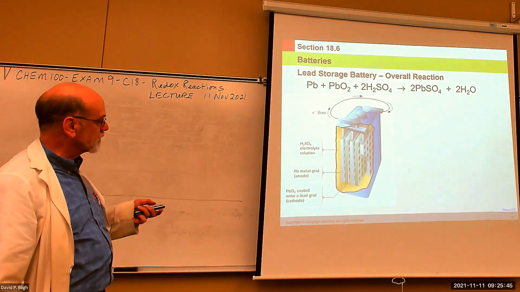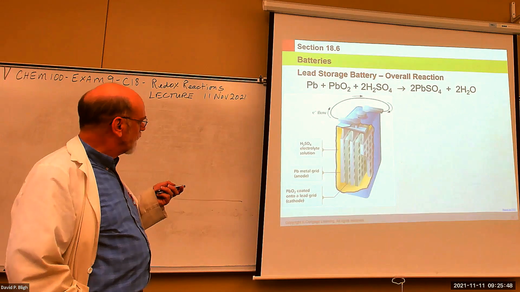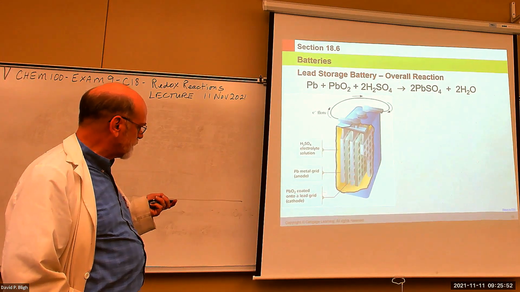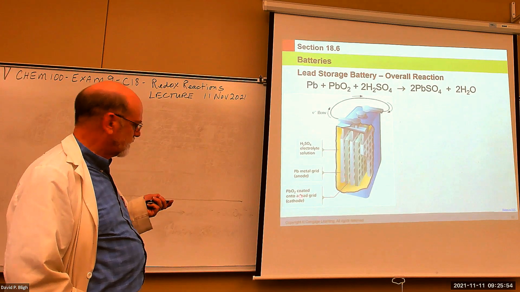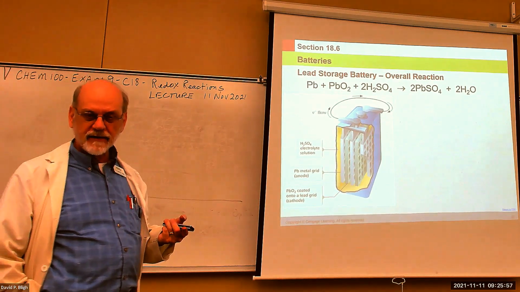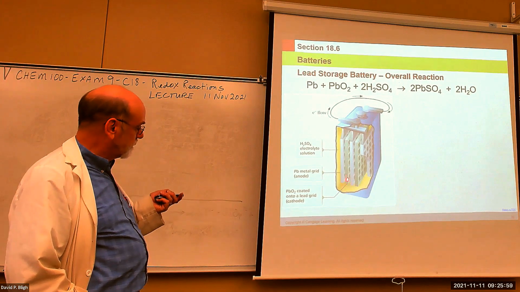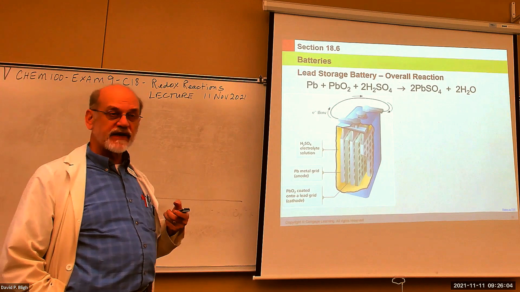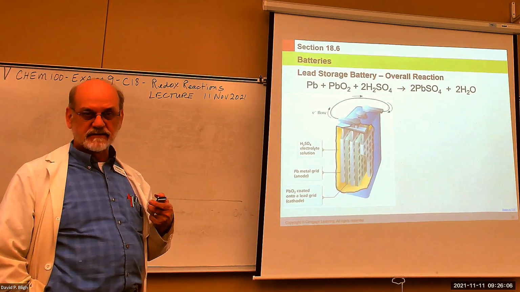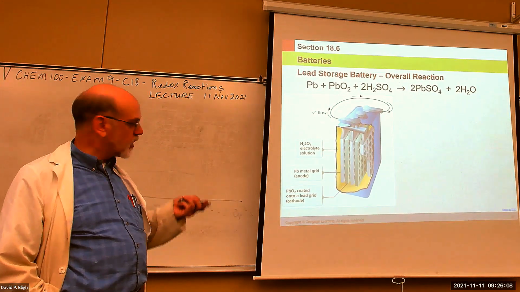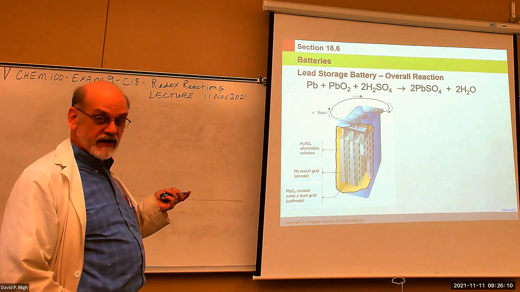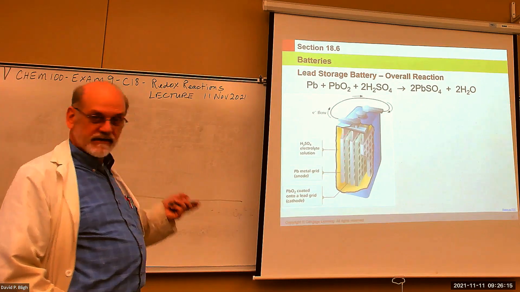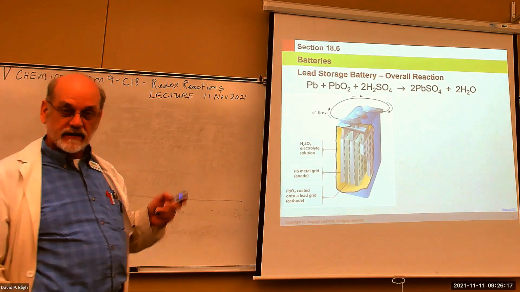So this is what the battery looks like. One of these plates, this one is lead oxide, lead 4 oxide. So this is the cathode. And we produce lead sulfate. Lead sulfate is insoluble in this solution. So it coats the electrode where the reaction occurs. Same thing on the lead plate. The anode, lead sulfate, coats that plate.